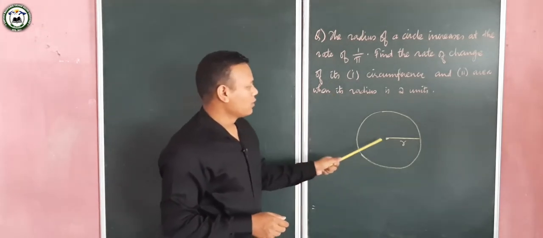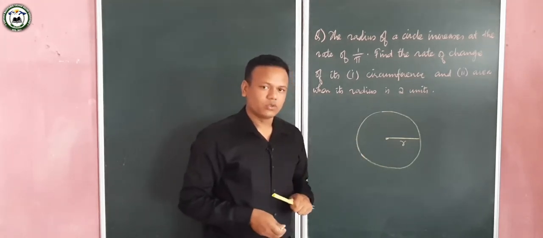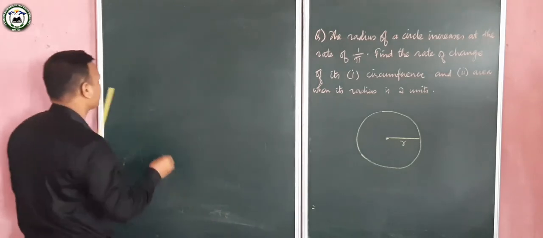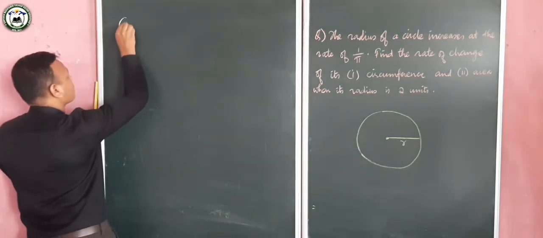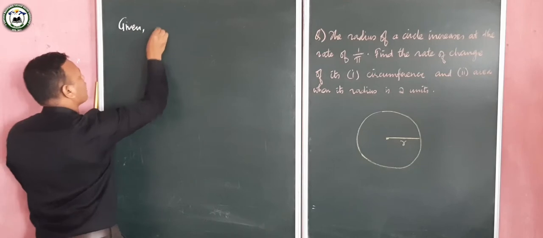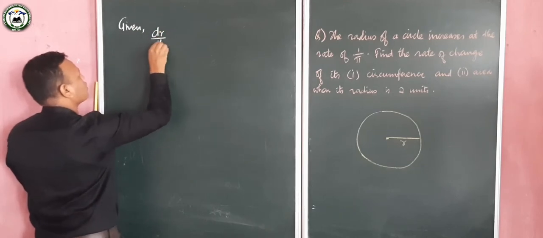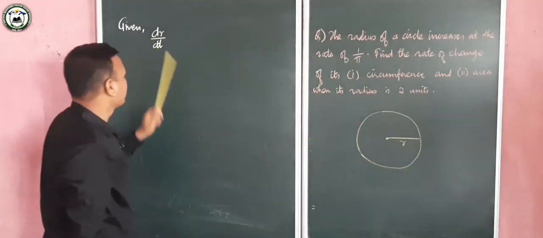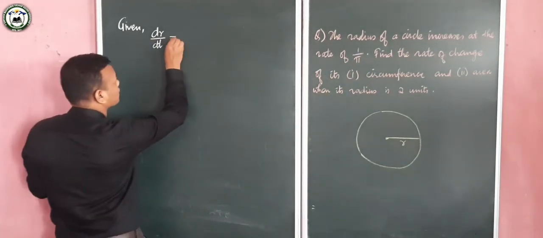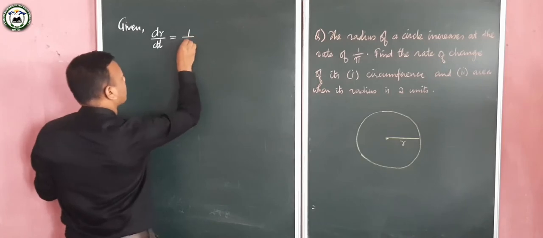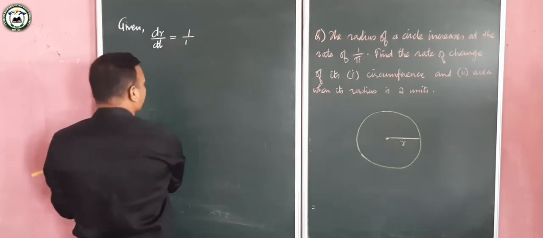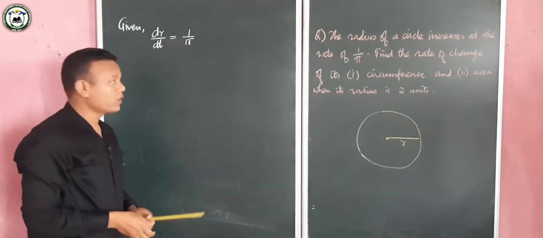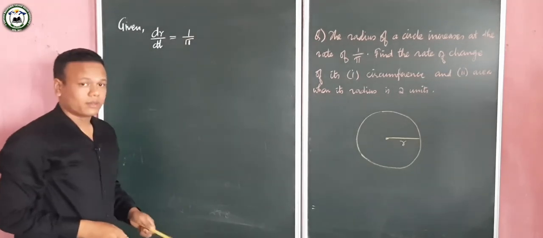So again, the radius is changing with respect to time. Okay, so whatever the things are given, I'm going to just note it. Okay, so given is dr by dt, rate of change of radius. The radius increases at this rate. That means rate of change of radius is given to be how much? It is given to be 1 by pi. Okay, so unit is not given. So let me write it this much itself. Okay, so dr by dt is given to be 1 by pi.